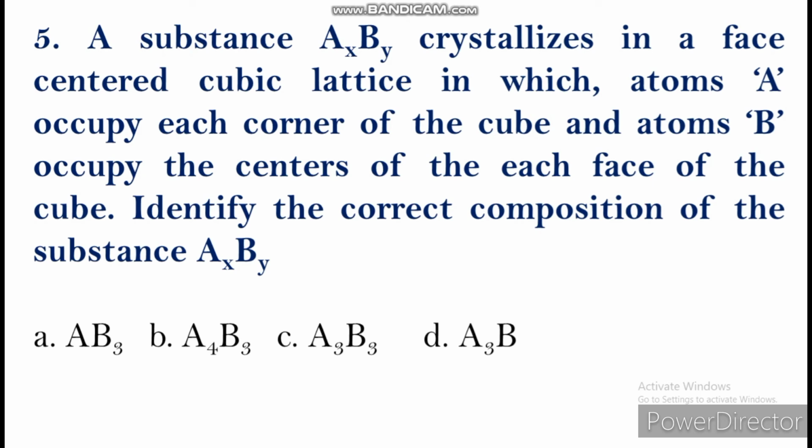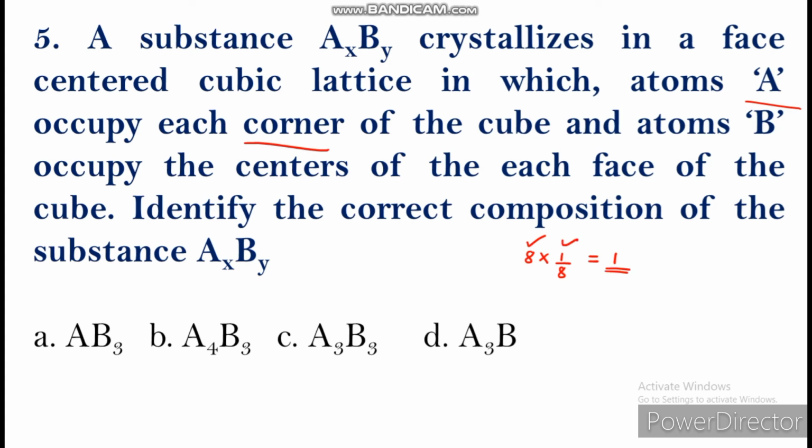Right. Now see here what is given. Atoms A occupy the corners. There are 8 corners in a cube. And what is the contribution of a corner atom? The contribution of a corner atom is 1 by 8. So the effective number of particles A in the unit cell is nothing but 1. How have we calculated? In the cube there are 8 corners and the contribution of a corner atom is 1 by 8. 8 into 1 by 8 is 1.